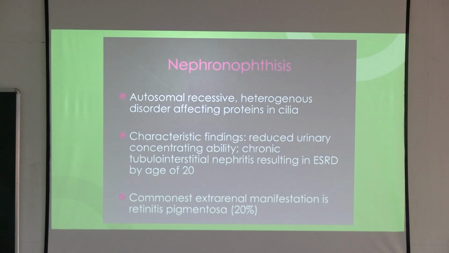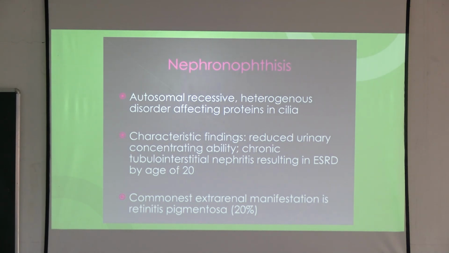Next is nephrophthisis, small contracted kidney. It is an autosomal recessive heterogeneous disorder affecting proteins in cilia. So nephrophthisis is autosomal recessive. Characteristic findings: reduced urinary concentrating ability, chronic tubulointerstitial nephritis resulting in ESRD by age of 20. So end stage renal disease and progressive renal failure.